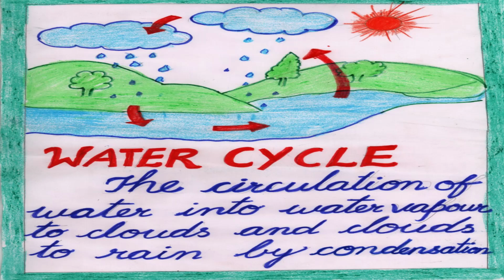So it changes to water vapor, and this water vapor changes into clouds. When the cool air comes, it condenses to form the cloud water. So from the clouds it changes to water. This water again falls into the rivers, seas, like that.